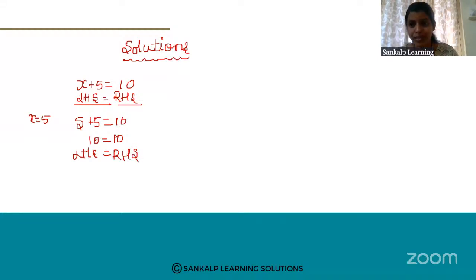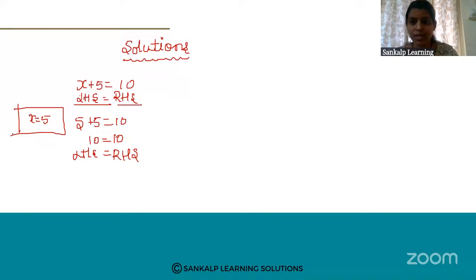So here if I put x is equal to 5, then 5 plus 5 is equal to 10 I will get. So 5 plus 5 is 10. Here also it is 10. Therefore LHS part is equal to RHS part. That means the solution of this equation is x is equal to 5.